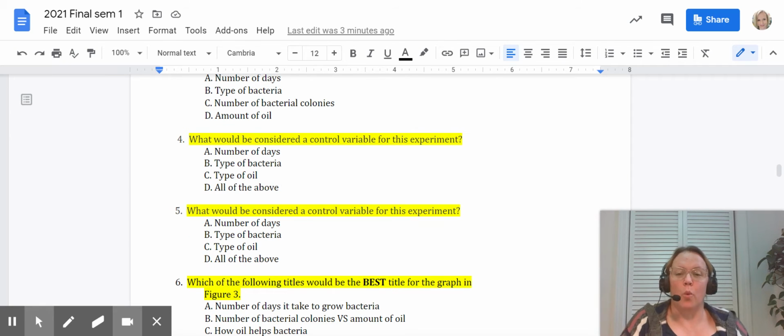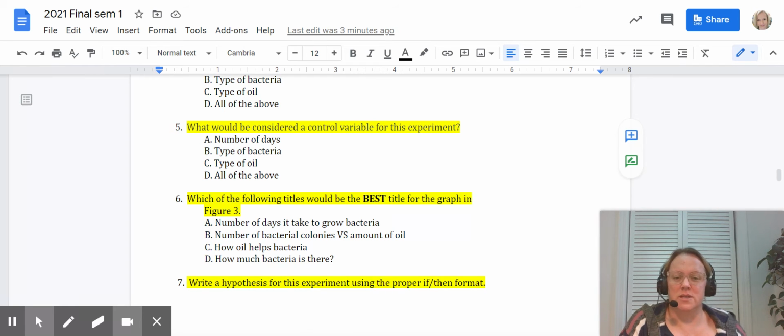Number 4, what would be considered a control variable for this experiment? A, the number of days. B, type of bacteria. C, type of oil. D, all of the above. Number 5, what would be considered a control variable for this experiment? A, number of days, B, type of bacteria, C, type of oil, or D, all of the above.